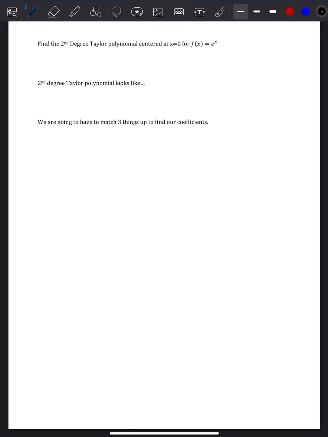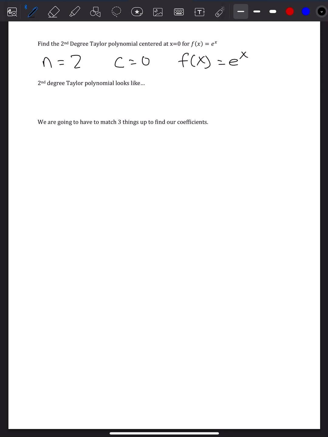So let's look at what we have here. Find the second degree Taylor polynomial centered at x equals 0 for f of x equals e to the x power. Some things that we know: we have a second degree, so that means n is equal to 2. We are centered at x equals 0, so c is equal to 0. So this is a Maclaurin polynomial, and f of x is equal to e to the x.